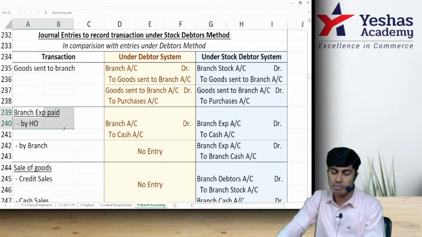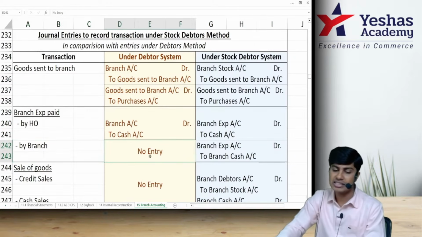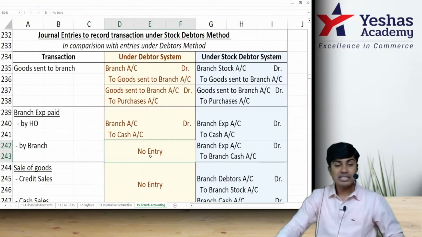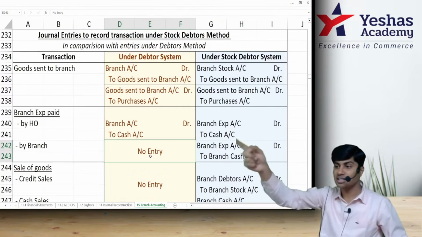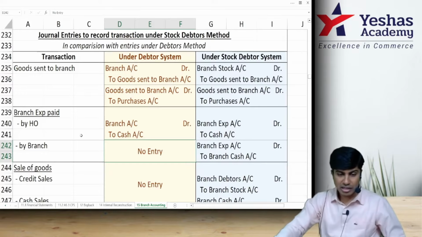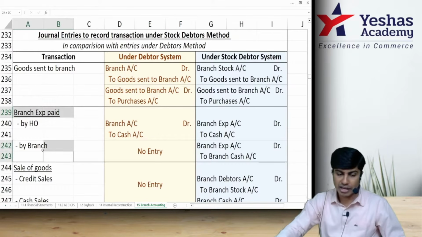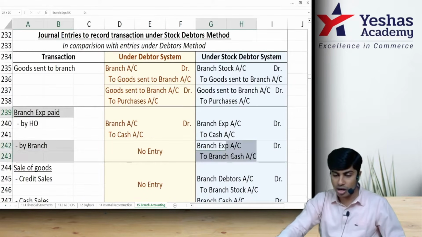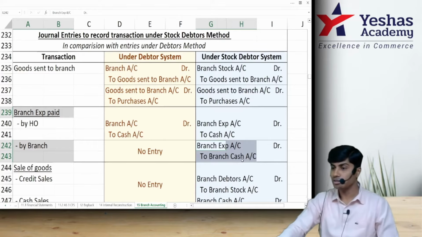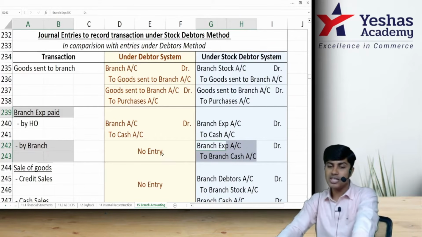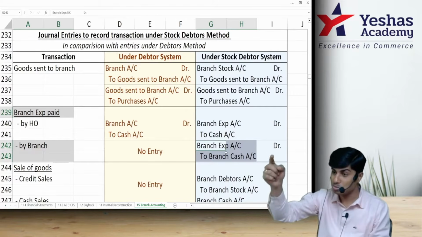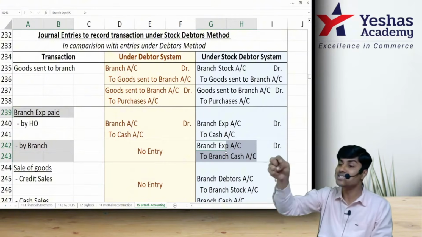If in case the same branch expense is not paid by head office, but it is paid by branch, under the debtor system we will not write any entry because this transaction affected between branch and third party. However, if the expense of the branch is paid by branch and we are maintaining the stock debtor system, we do write an entry. Here we don't write because the entry will be branch to branch. But here it is not branch. Branch expense account debit to branch cash.